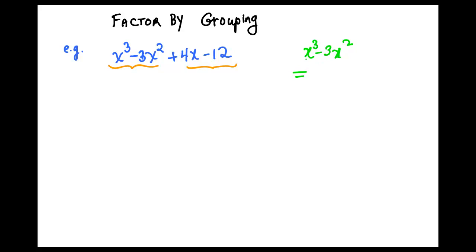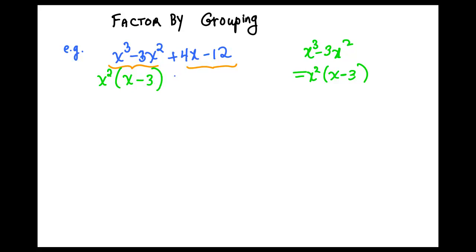And we see that they have an x squared. So we can pull an x squared out. X squared divides into x cubed x. X squared divides into negative 3x squared, negative 3. So right away in this one, we factor out an x squared, and dividing x cubed by x squared, we get x. Negative 3x squared by x squared, negative 3.